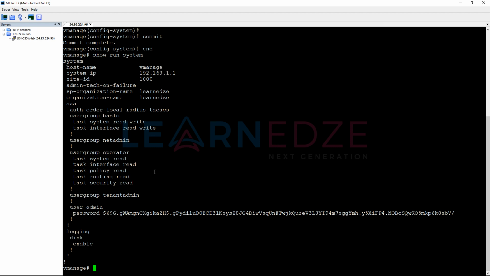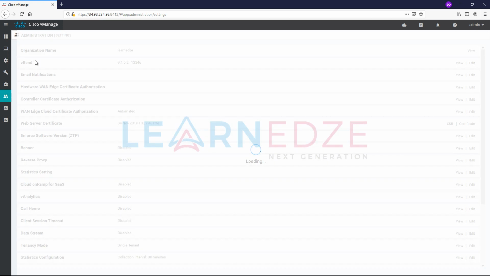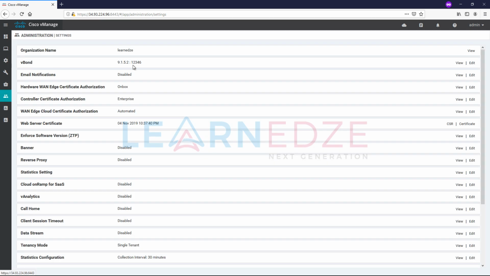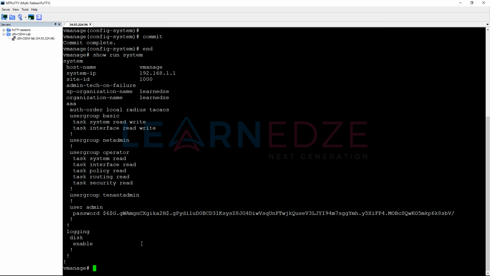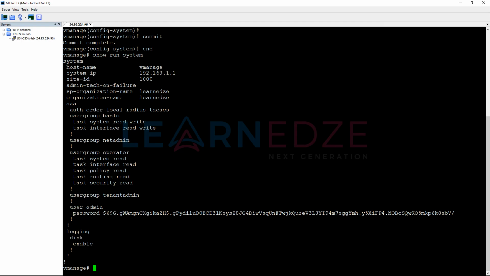If you remember our initial UI configuration setup, we have also configured vBond, right? If you see, we have configured vBond 9.1.5.2. But that configuration is not reflected within the vManage, because if you look at, there is no vBond configuration under the system. The one that we have configured as a part of UI will be considered when we are trying to push the template to the devices. So as of now we are doing the CLI config, so that means we need to configure this manually.